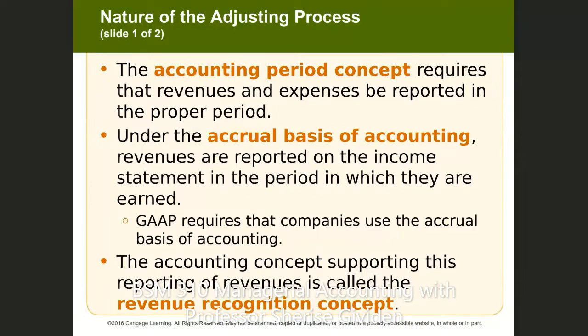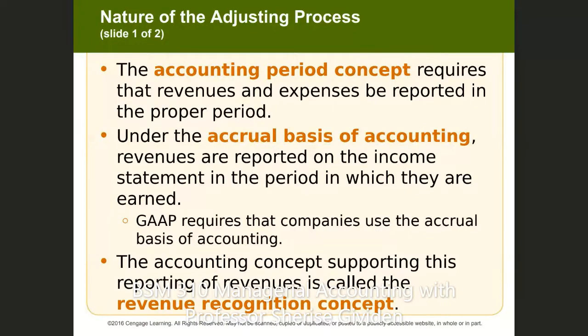The accounting period concept. Under the accrual basis of accounting, revenues are reported on the income statement in the period in which they are earned. So if we earn money in January, we need to report it as of January. GAAP requires that companies use the accrual basis of accounting. GAAP is generally accepted accounting principles.